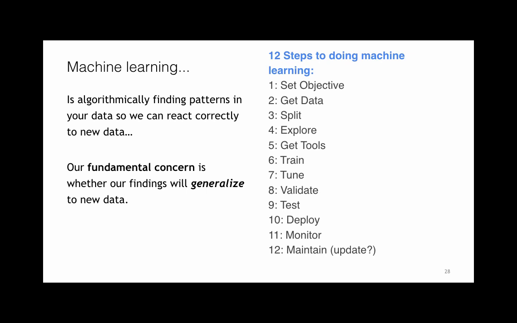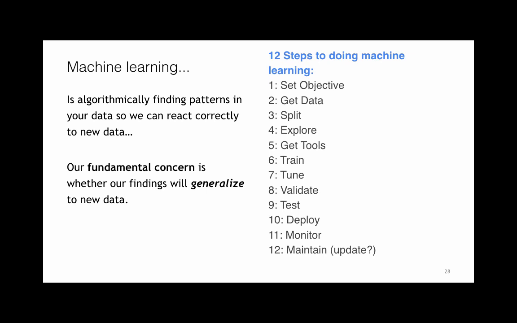So what is machine learning? Machine learning is algorithmically finding patterns in your data so we can correctly react to new data. That is, you're going to train some model that's going to predict, given X, what is the answer to some other covariable. So in general, what we're concerned with is whether or not the next piece of data that comes into our model is accurately predicted.